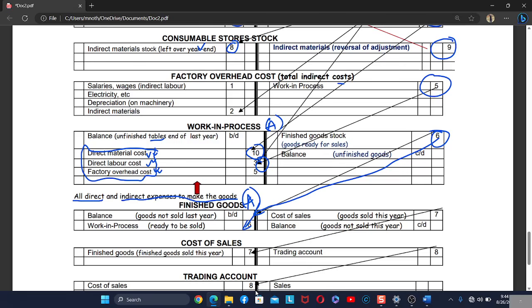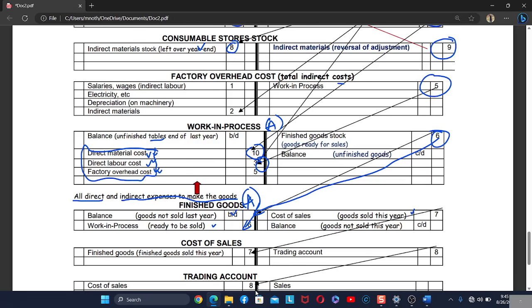So here in the finished goods, we have the balance brought down, right? The opening balance. And then, so this is finished goods ready to be sold, right? They're coming from where? They're coming from a work in process, right? Then here in the credit side, we have the cost of sales. Note, this is not the sales, it's a cost of sales.